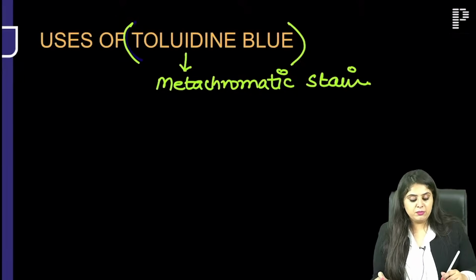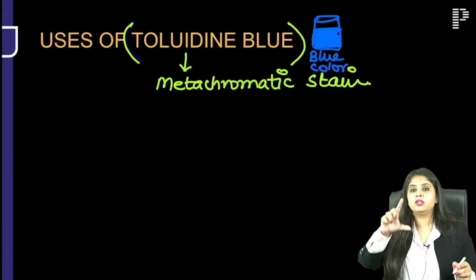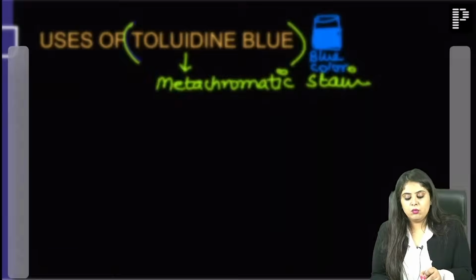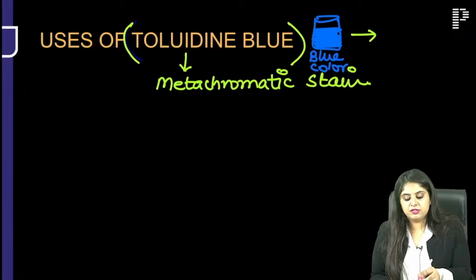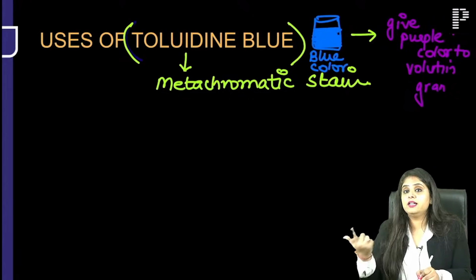Means toluidine blue, if I give you a bottle of toluidine blue, what color solution will you have? Ma'am, of course, if you give me one glass bottle which has blue color solution, I'll say toluidine blue. But what is the color that it gives? It gives a purple color to volutin granules. It gives a purple color to volutin granules. Its own color something else, gave some other color.